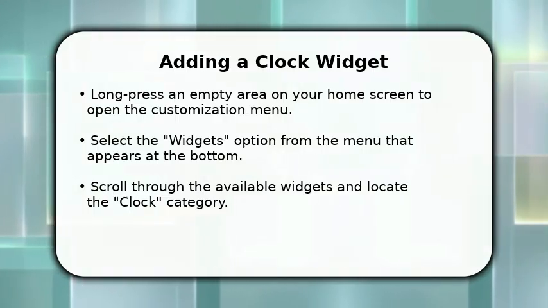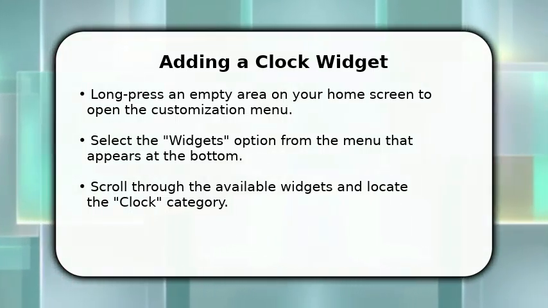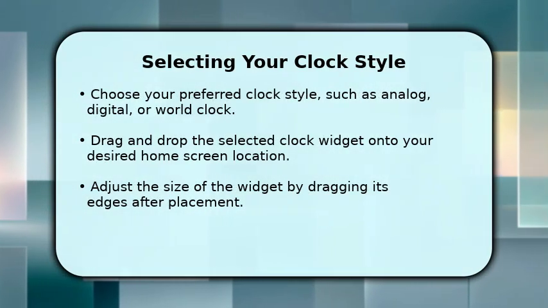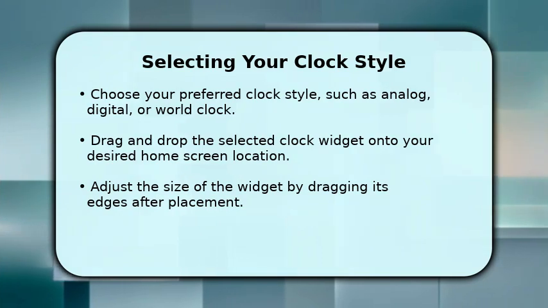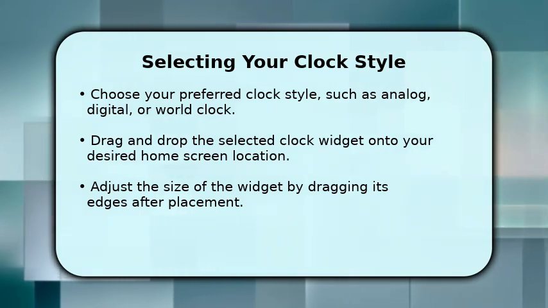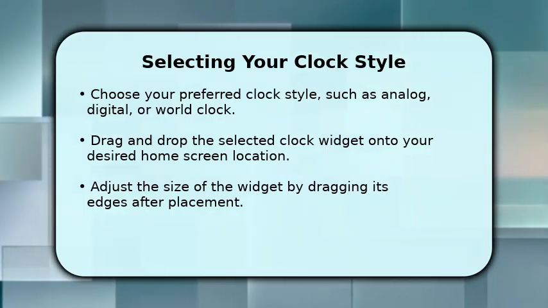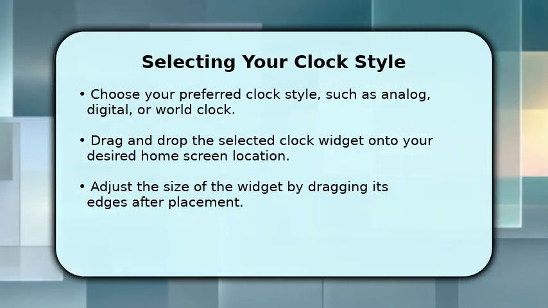Next, scroll through the various widget categories until you find the clock section. Once you've found the clock category, you'll see several different styles to choose from. You can pick an analog clock, a digital display, or even a world clock to show multiple time zones.